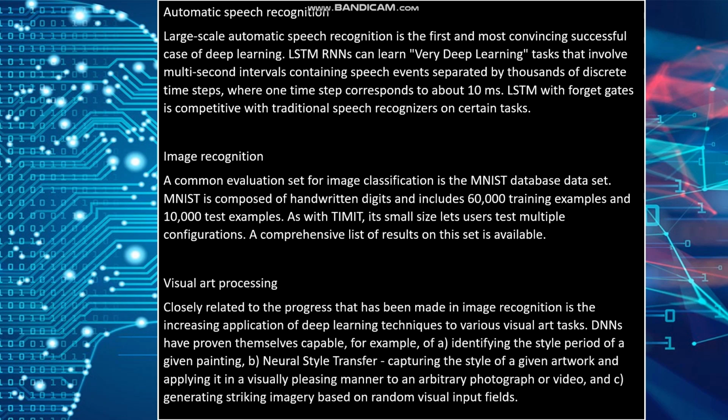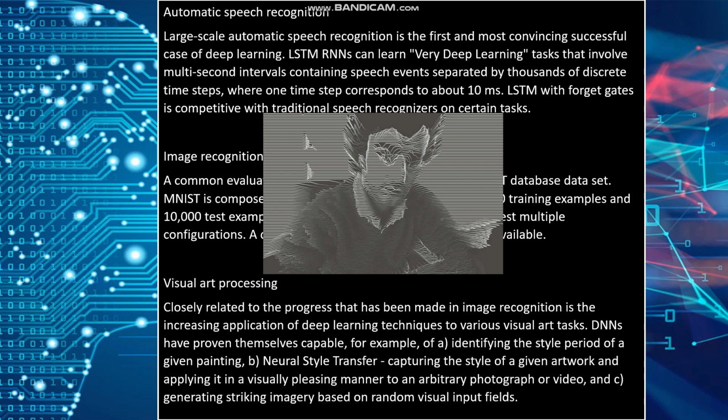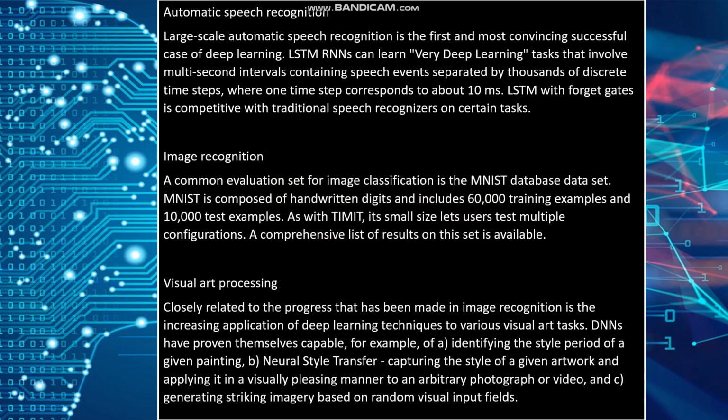Visual art processing. Closely related to the progress that has been made in image recognition is the increasing application of deep learning techniques to various visual art tasks. DNNs have proven themselves capable, for example, of A. identifying the style period of a given painting, B. neural style transfer, capturing the style of a given artwork and applying it in a visually pleasing manner to an arbitrary photograph or video, and C. generating striking imagery based on random visual input fields.